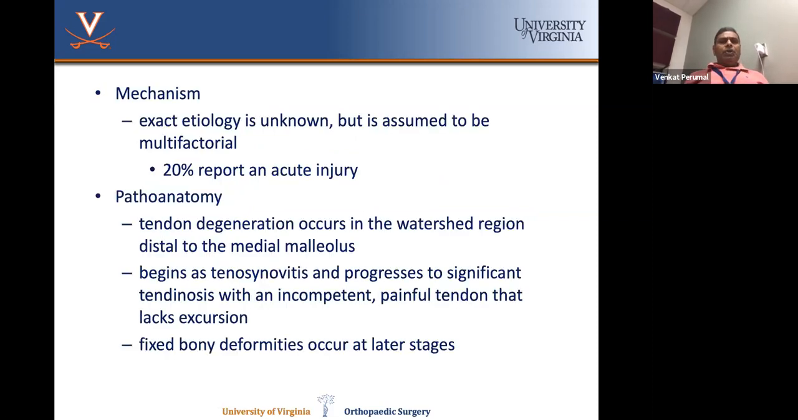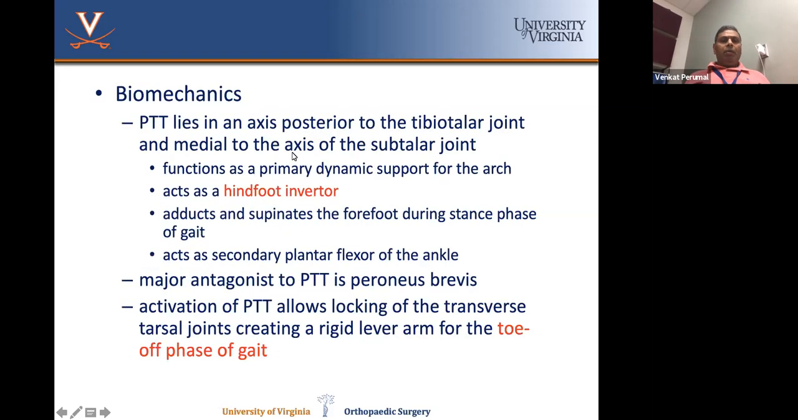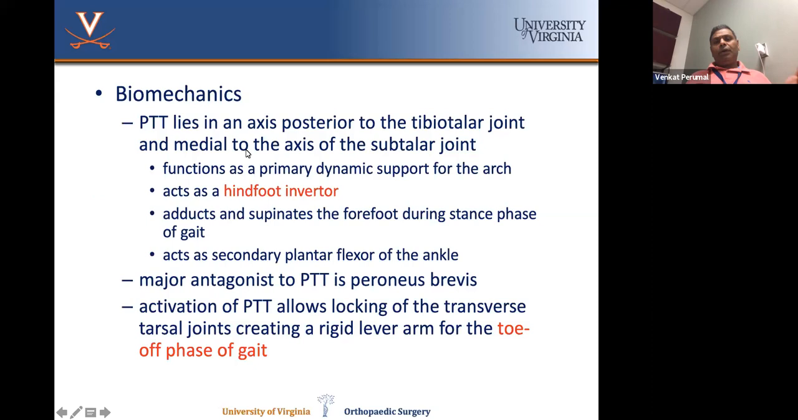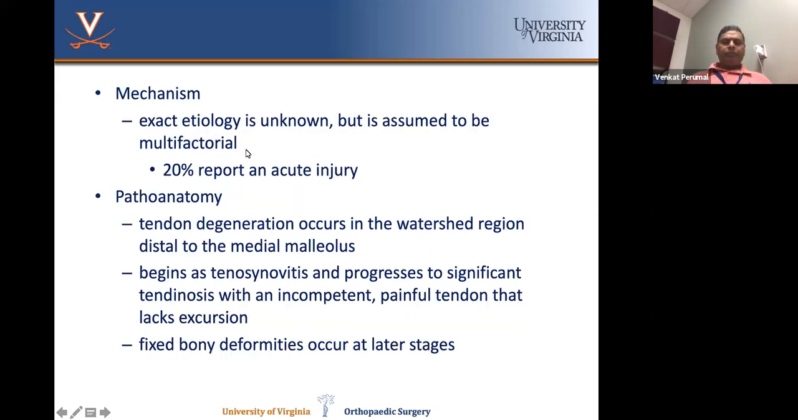The mechanism in which the tibialis posterior tendon fails, we do not know why exactly. We do not know why it fails, but it's usually multifactorial, meaning that trauma or repeated stress can cause the tibialis posterior tendon to fail.